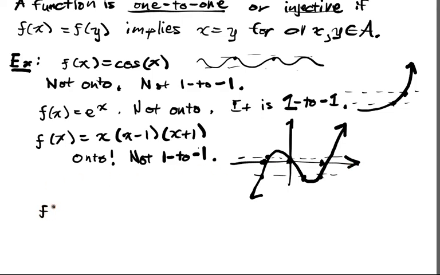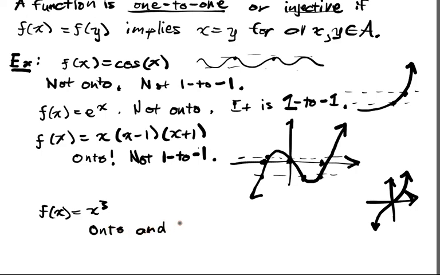How about f of x is equal to x cubed? The difference between this graph and this graph, the graph of x cubed, is that I don't dally in between. Here I just swoop in and I swoop out. And so this will be onto and 1-to-1, which is really nice. So we've got examples where everything succeeds and everything fails and everything in between.